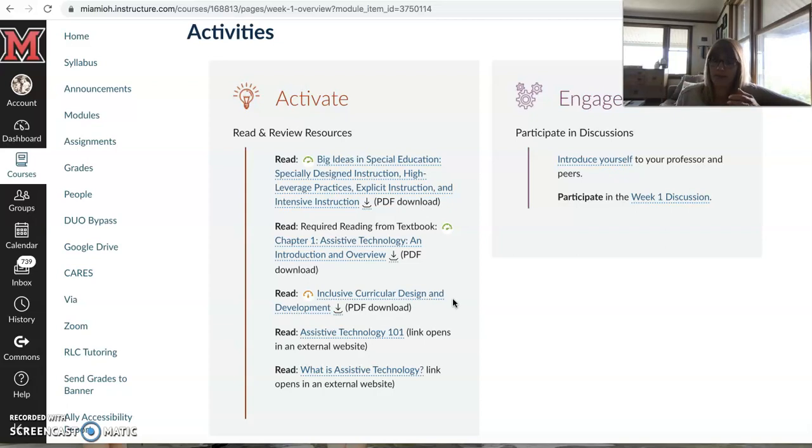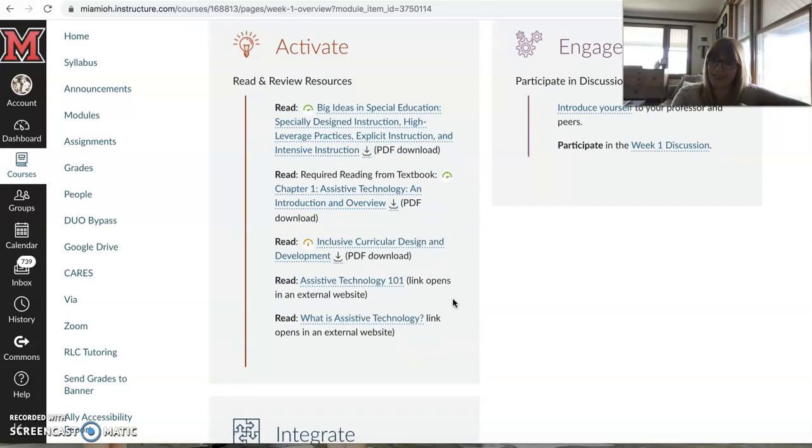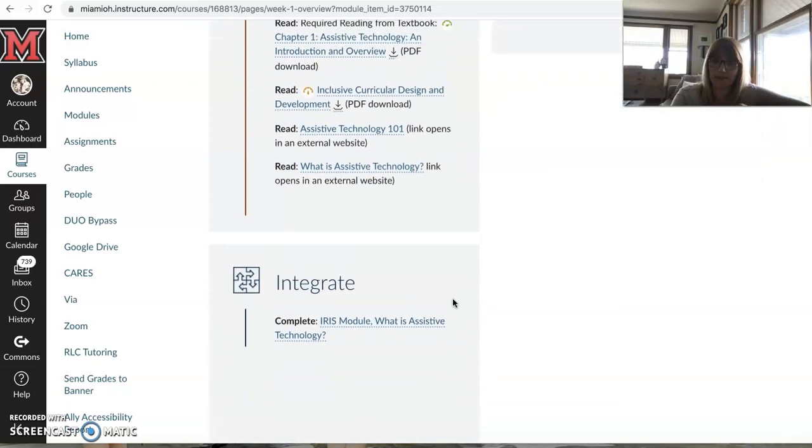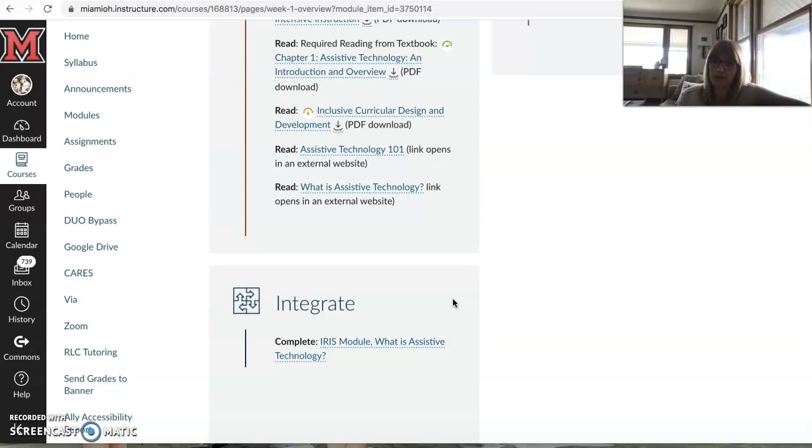In this piece, I explore how to incorporate universal design for instruction, universal design for the built environment, and universal design more broadly into your teaching. And then we're going to really dive into what is assistive technology. You'll have one IRIS module this week, and that is an overview on AT.